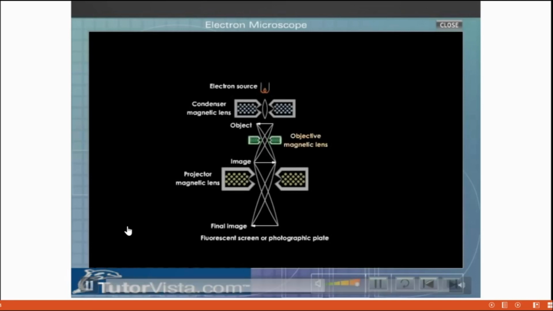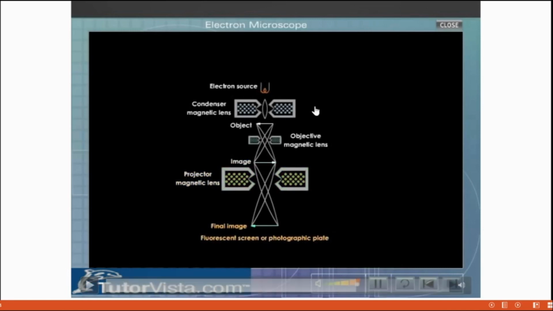The objective lens placed below the object forms an enlarged image of the object. This magnified image serves as a virtual object for the projector lens. The magnetic projector lens produces the final enlarged image of the object on a fluorescent screen for visual examination.